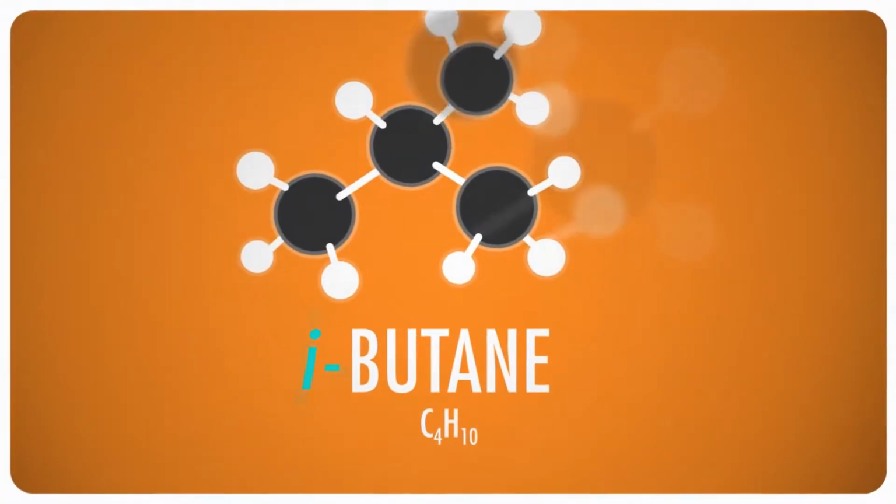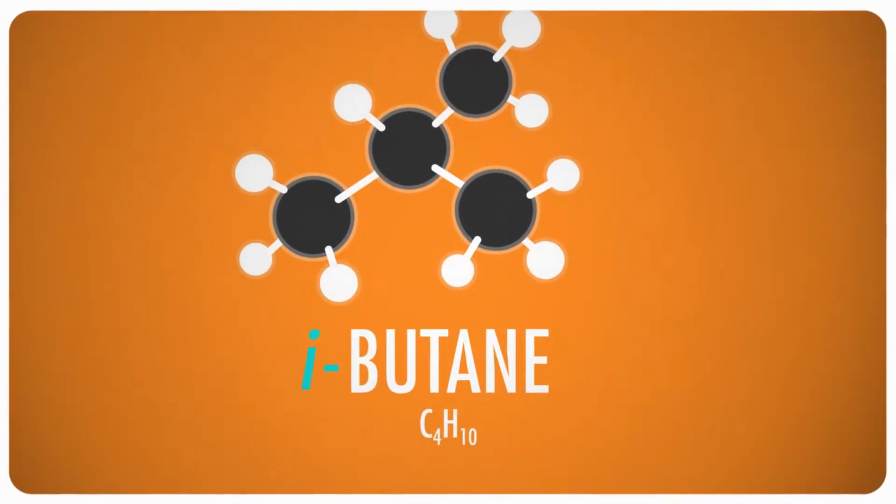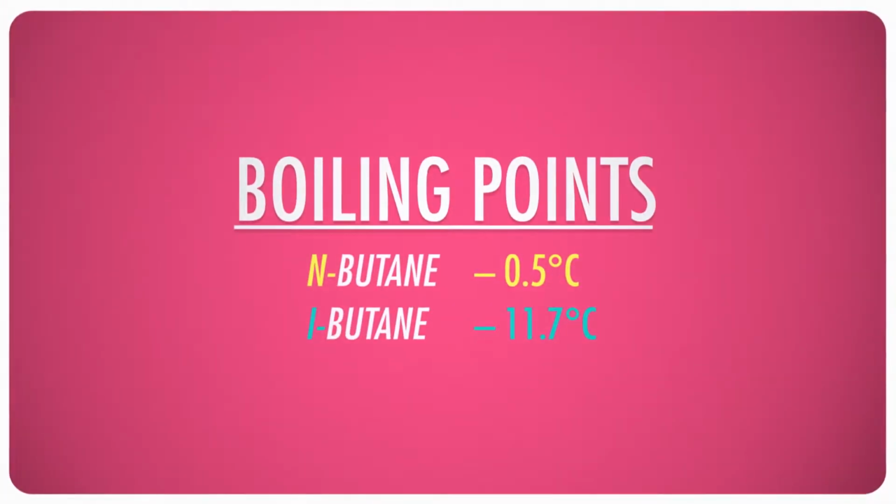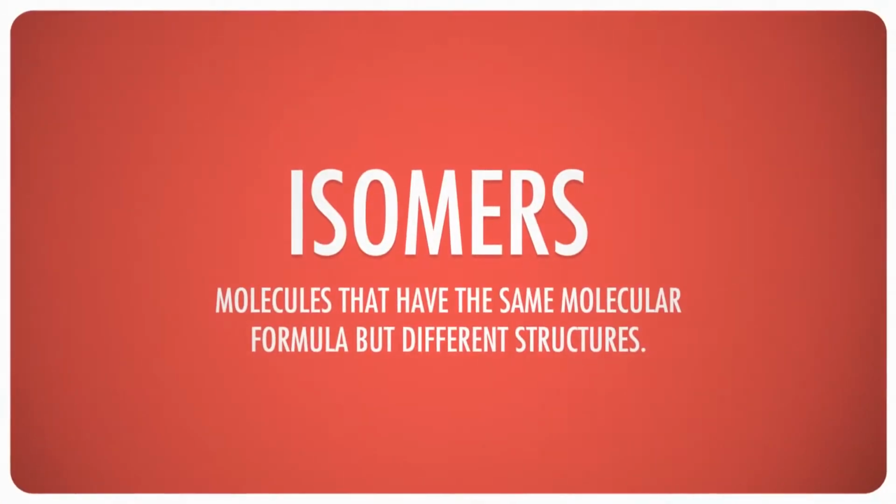This is called isobutane, or i-butane, and even though it has the same chemical formula as n-butane, its structure gives it different properties. For example, n-butane boils at negative 0.5 degrees Celsius, while isobutane boils at negative 11.7 degrees Celsius. These different structures for compounds that have the same molecular formula are called isomers. As you add more and more carbon atoms to the molecule, there are more and more ways that you can arrange them.